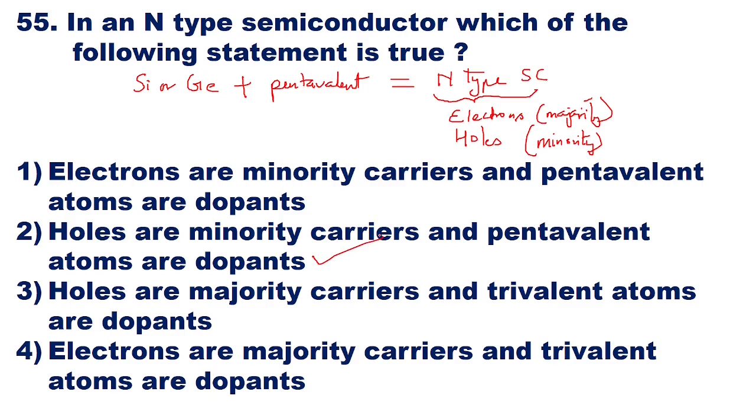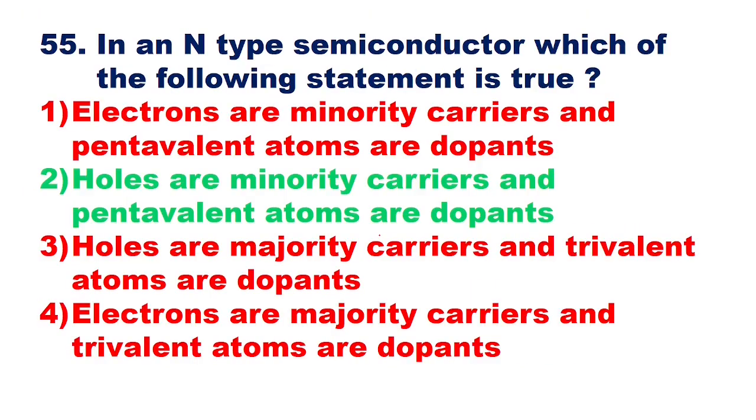That is, in an N-type semiconductor, holes are minority carriers and pentavalent atoms are dopants. So here you can see option 2 is the right answer. Holes are minority charge carriers and pentavalent atoms are dopants.